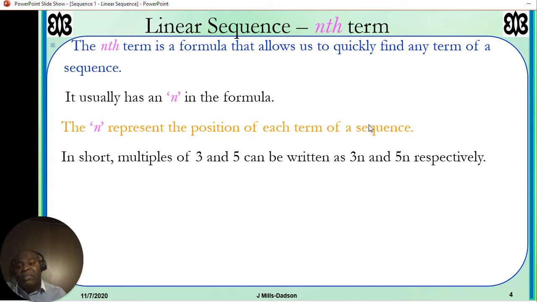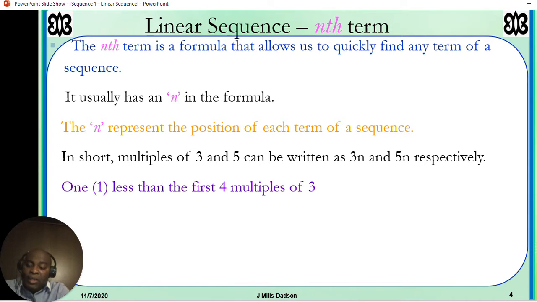3 times 2 is 6, and that is the second multiple of 3. So the n is there to help us know the position of each of the terms in the sequence and to help calculate missing terms as well. So times table, 5n is multiples of 5, 4n multiples of 4, negative 2n, negative 2 times table or multiples of negative 2.